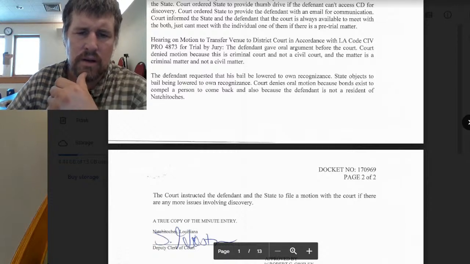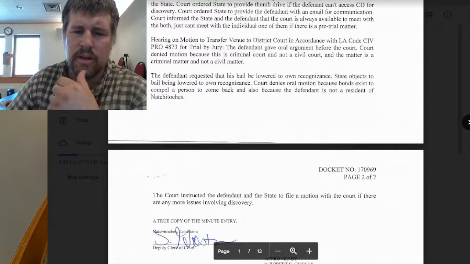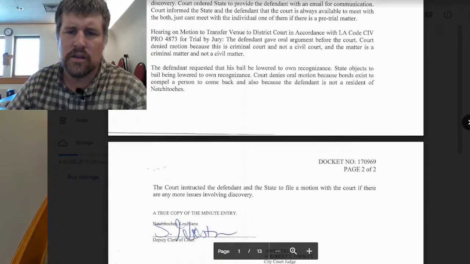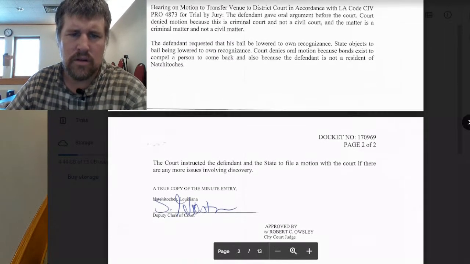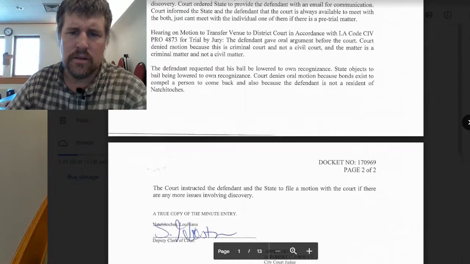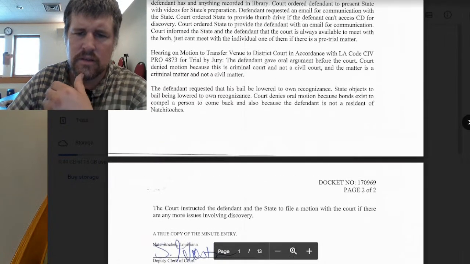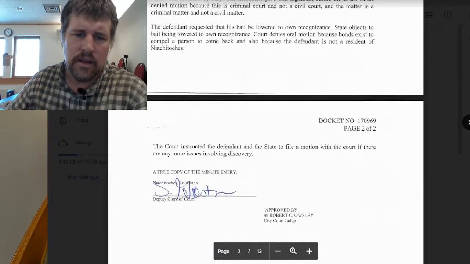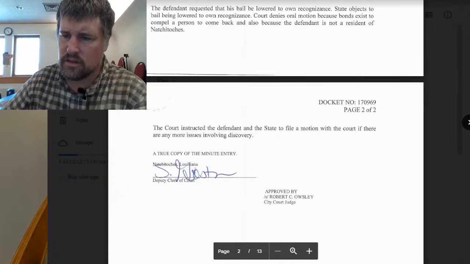Well, yeah, that's for transfer of venue. But they don't care if it's civil or criminal. They don't care about the difference between civil and criminal in other states. You could just go right to district court. But Judge Owsley says that you have to be in civil court to transfer, and that's not the case for most other states.